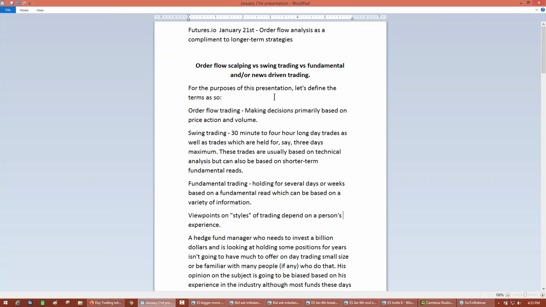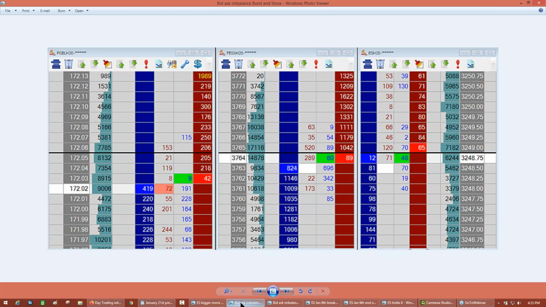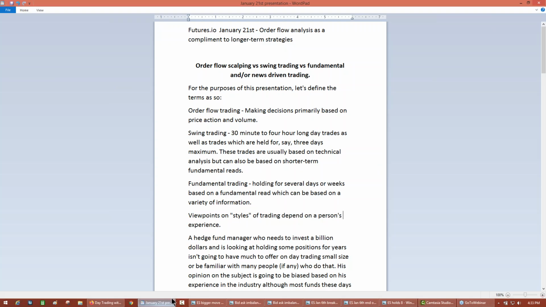Let's just start with this. When I talk about order flow trading, I'm talking about making decisions primarily based on price action and volume, which means primarily based upon, sorry, that's a chart. That's not what I'm talking about. Watching the depth of market.